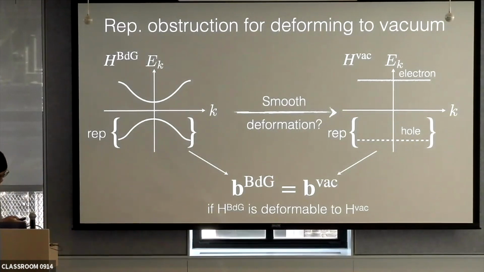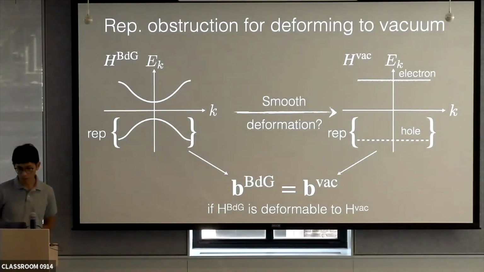Yeah. So now, remember that the question is how we may not be able to deform your BDG Hamiltonian to some reference trivial state. A smooth deformation is only possible if the representations match up on the two sides. In the notation we use, the representation is represented by some band B. We want to ask whether the representation realized by the BDG system is going to match up with the vacuum representation. If it's deformable, then this has to be true. It's a necessary condition for being able to deform it.